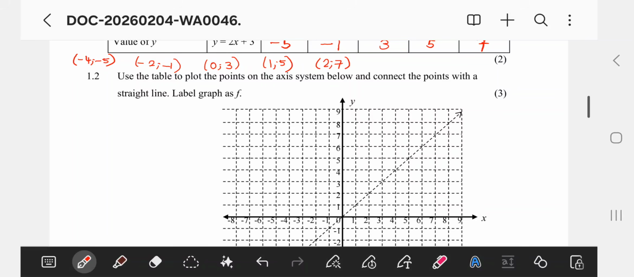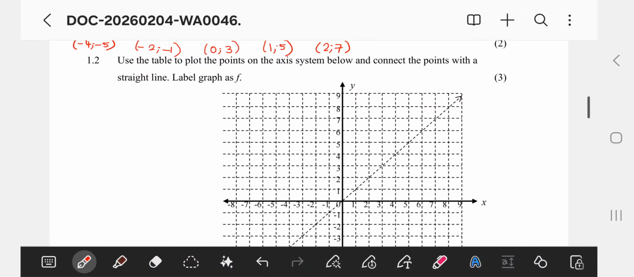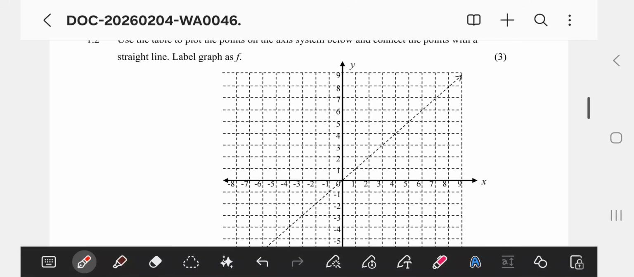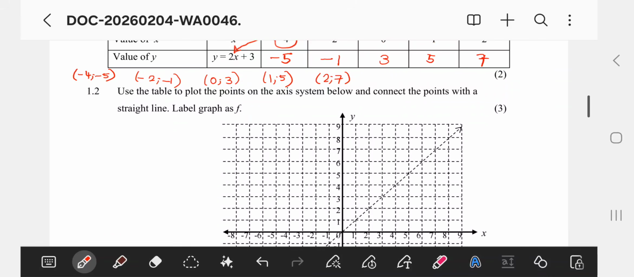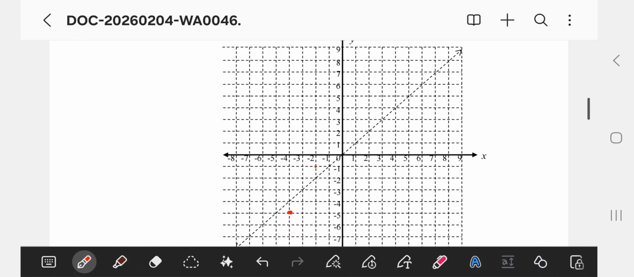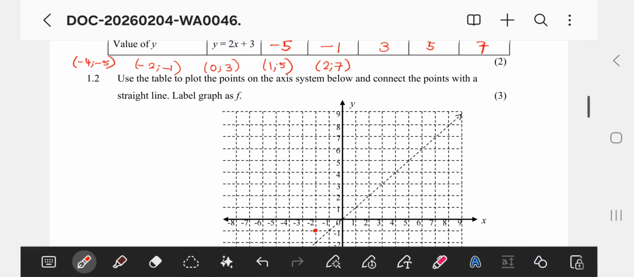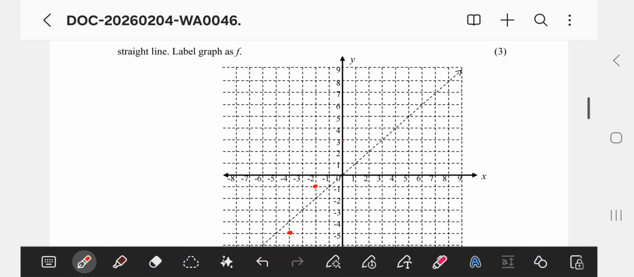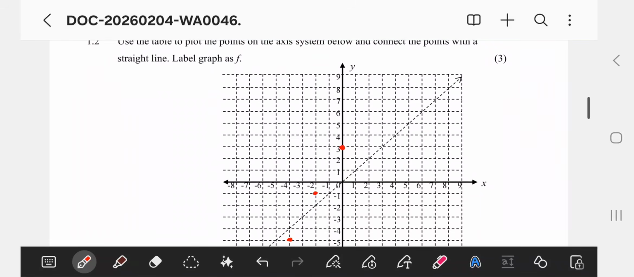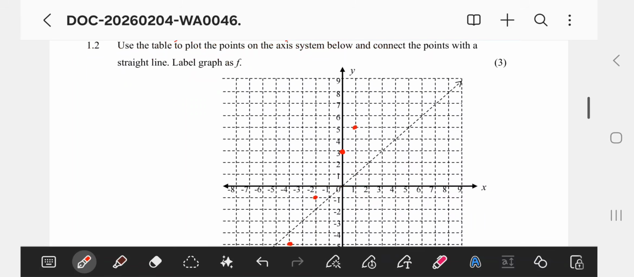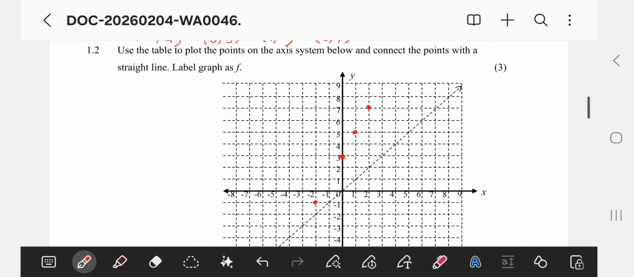Now let's plot these points. So we're looking for negative 4 on the x-axis, and that needs to correspond to negative 5, which is here. Next, we've got negative 2 and negative 1. We then have 0 and 3. Then it is 1 and 5. That is here. 2 and 7. So those are the points that we've got.